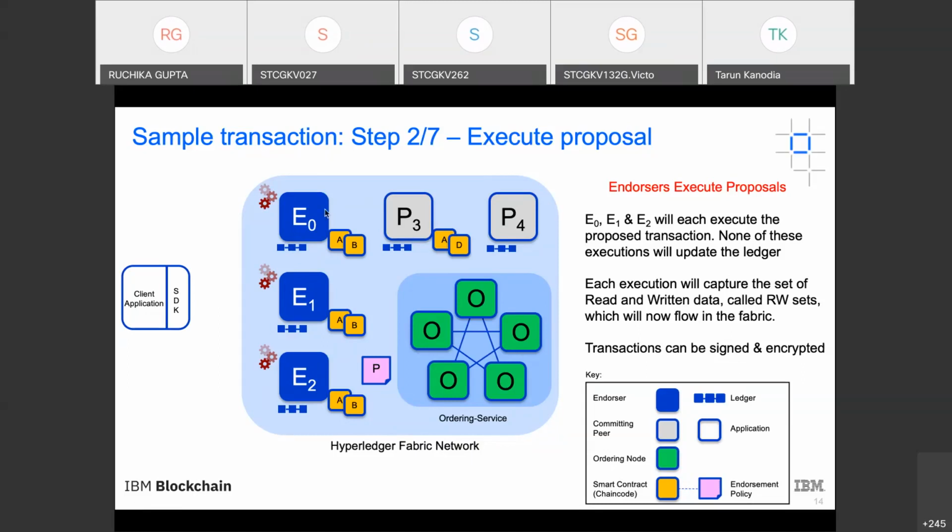So each of E0, E1, and E2 will execute and generate the read-write sets and say that these are the peers who have actually executed. So that is what is meant by transactions can be signed and encrypted. It would be signed by the executor or the endorser's identity. And if you don't want anybody to sniff, you can actually encrypt the read-write set so that no network sniffing can happen.